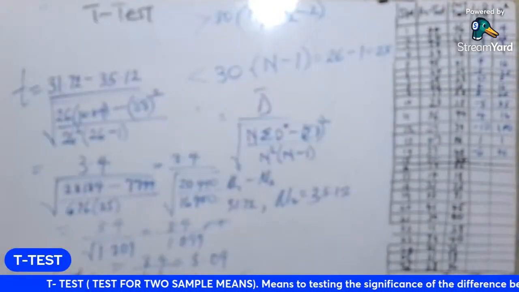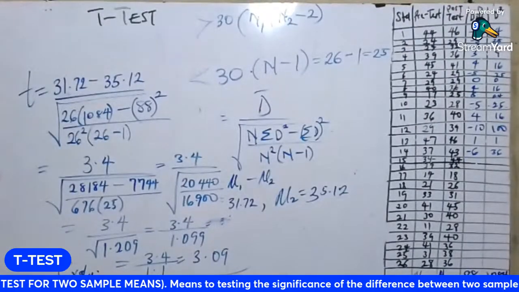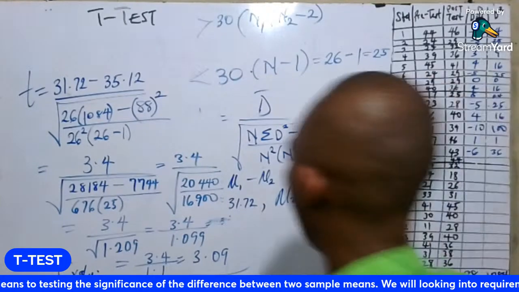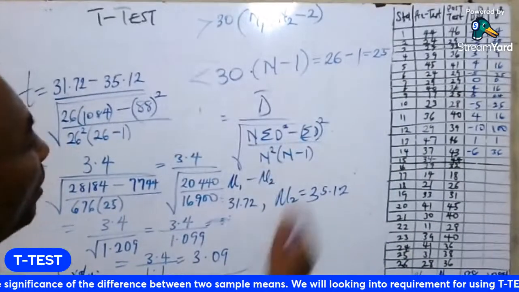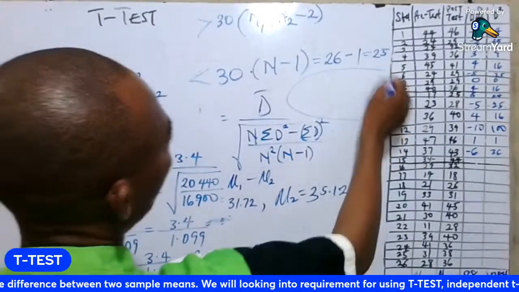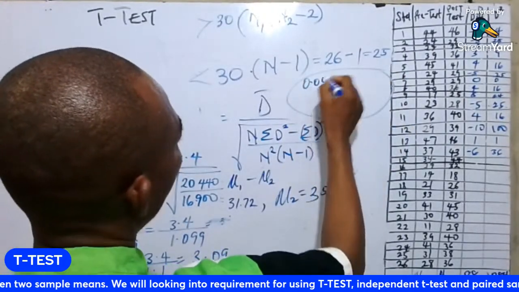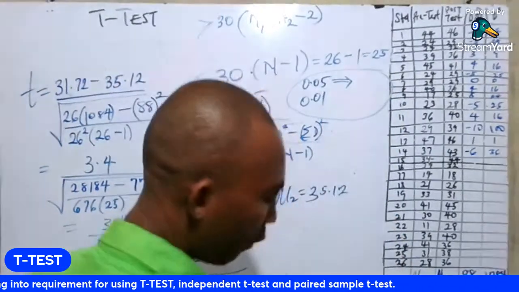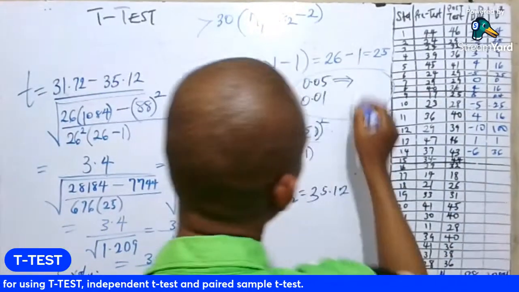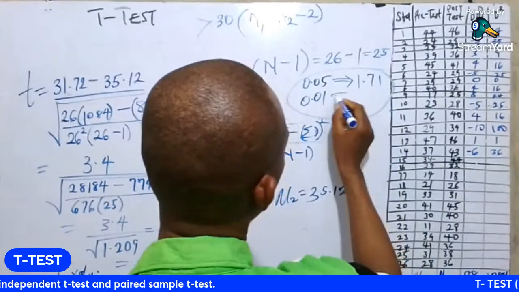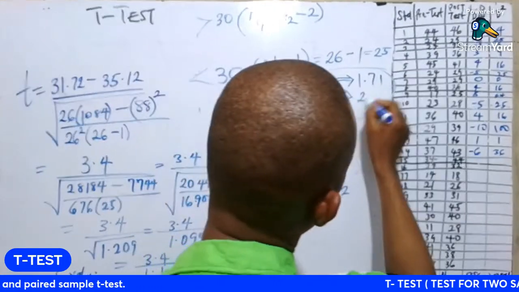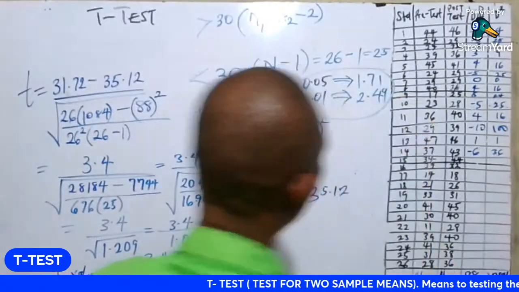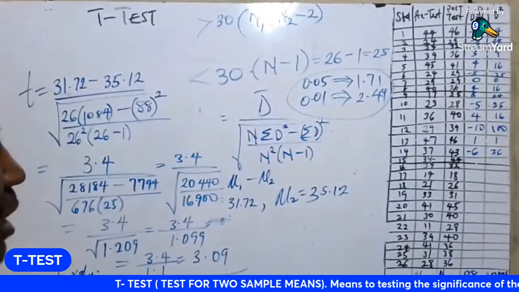Can we see that? It's giving us 2.49. So that means from the table now, under 0.05, we got 1.71. Under 0.01, we got 2.49. Now compare these two together with the calculated value.